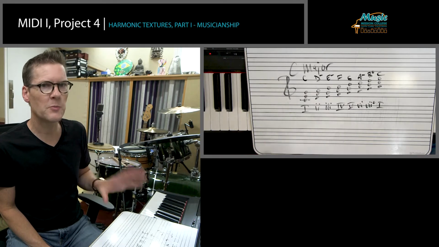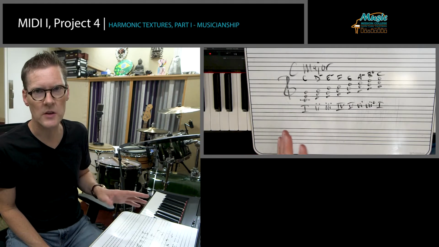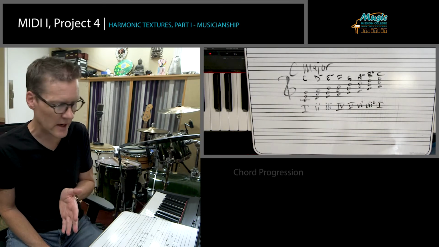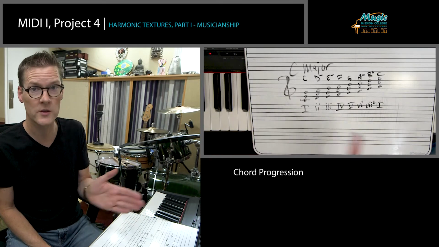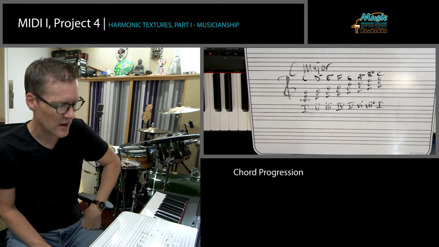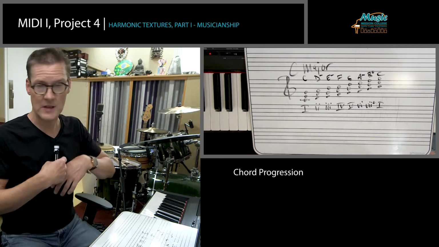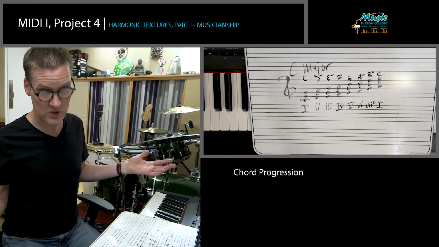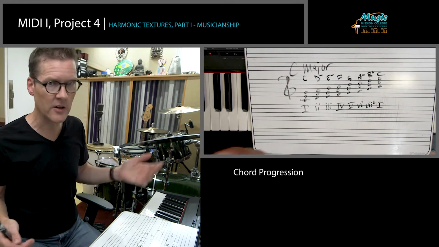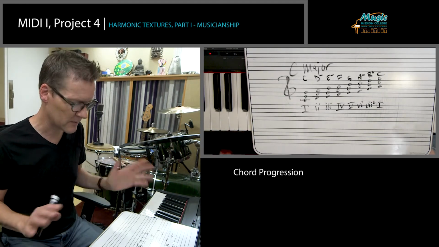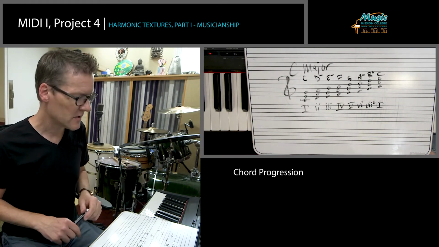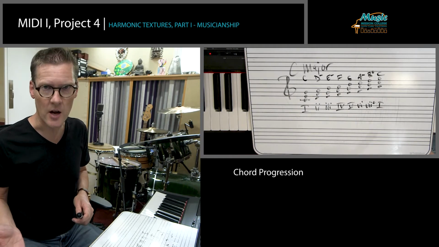So for this project, what we want to do is create a chord progression. And that just means that we're going to move from one chord to the next. It's not a big deal. And the truth is that you could almost move to any chord in the key of C and it would sort of work. I mean, it's kind of hard to screw it up. It's not going to be horrible. Some progressions are stronger than others.